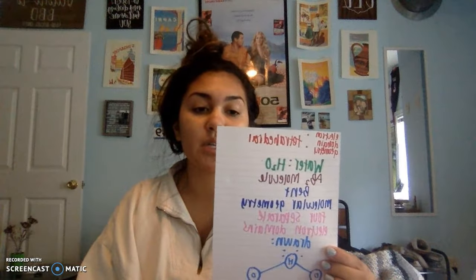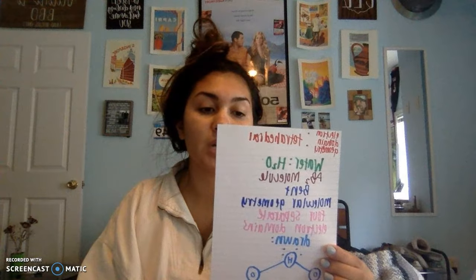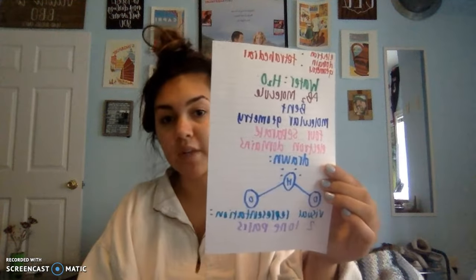The third one that we're going to look at, the electron domain geometry, is tetrahedral, and the example that I decided to use is water, also known as H2O. It is also considered an AB2 molecule. It has a bent molecular geometry, and it has 4 separate electron domains. It can also be drawn like that. And for the visual representation, you can see that it has this, and has 2 lone pairs.